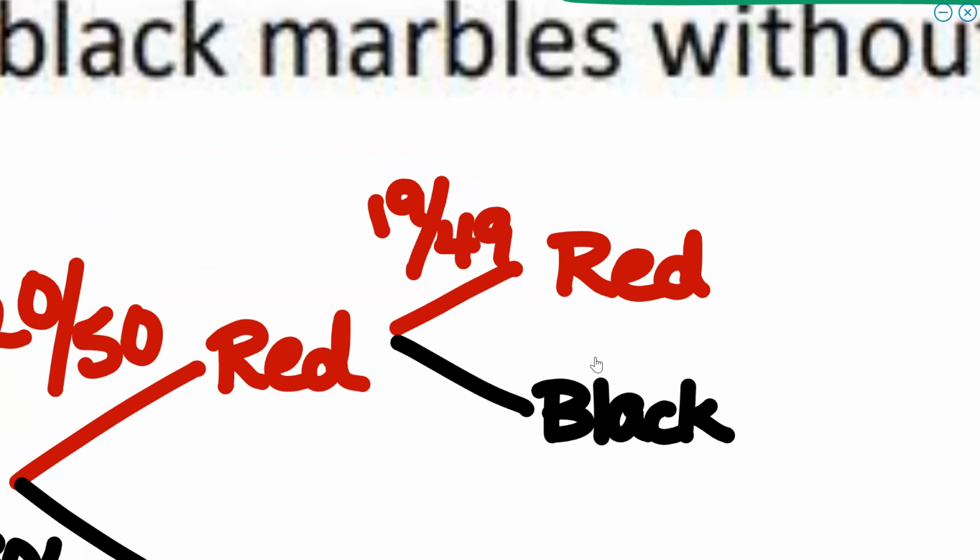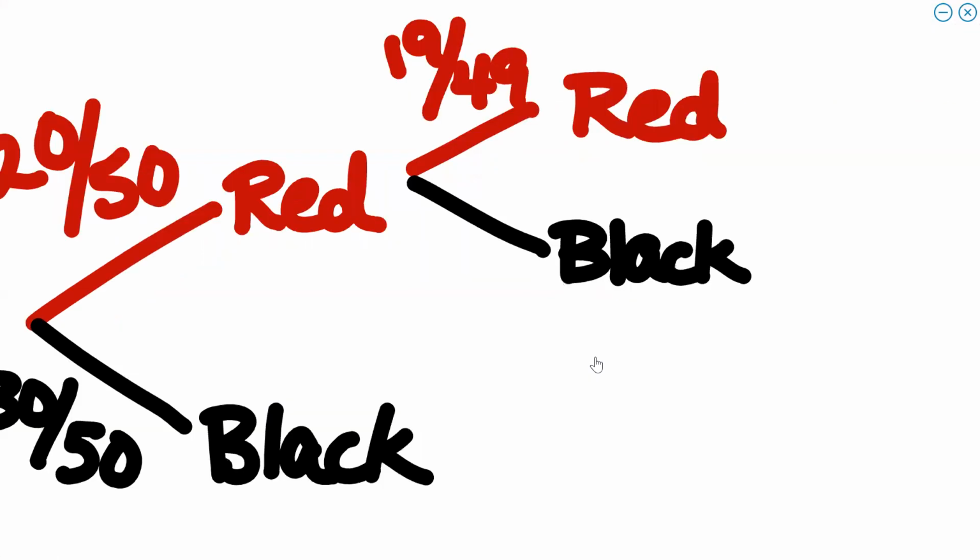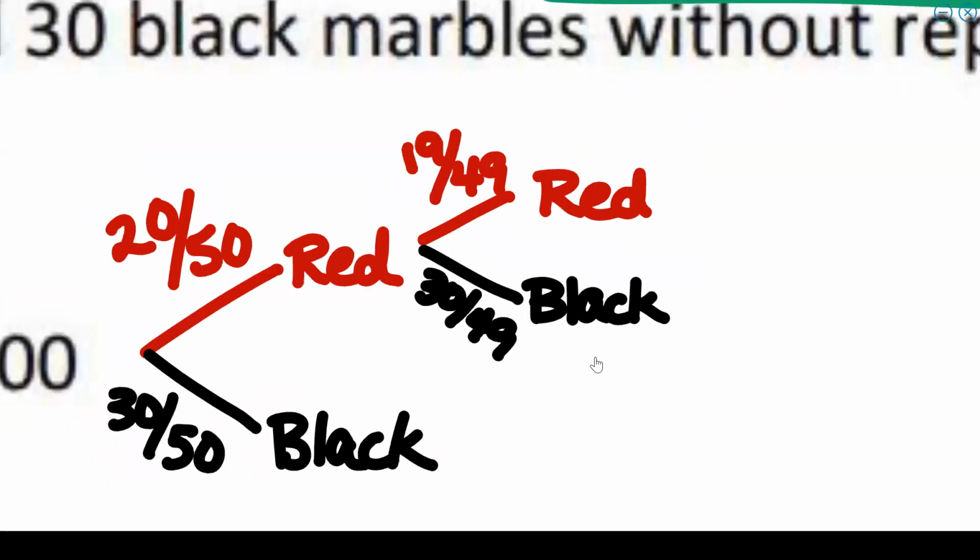What's the chance that the second time I reach in I actually grab black? 30 out of 49. Because remember, we're assuming that we picked red the first time. If I picked a black marble the first time and I reach into that jar again, what are the options for things that I could select? Red and black again.